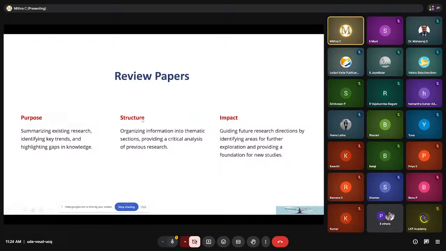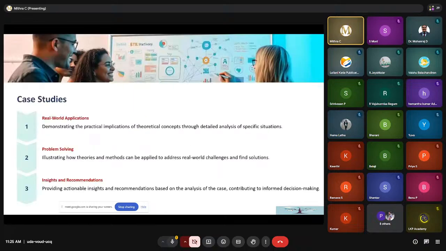For writing the review paper, the structure has to be organized in thematic sections, and it has to provide a critical analysis of the previous people's work. A major impact is that we need to guide future research directions by identifying areas for future exploration. You can give future ideas where you can prolong the research, all these things.